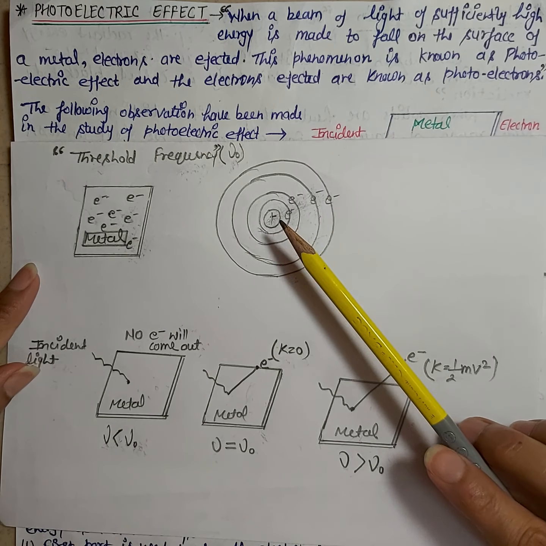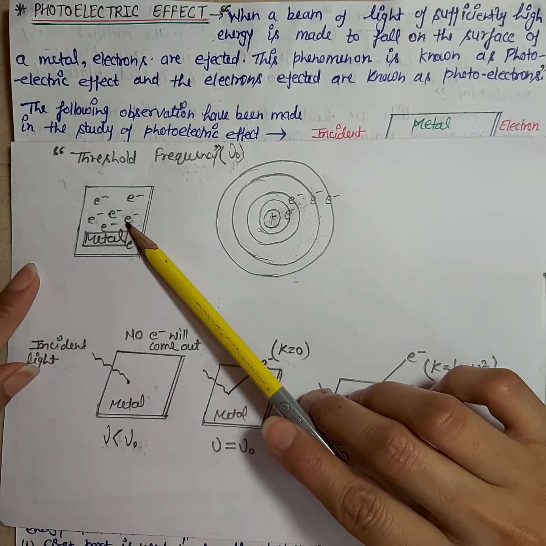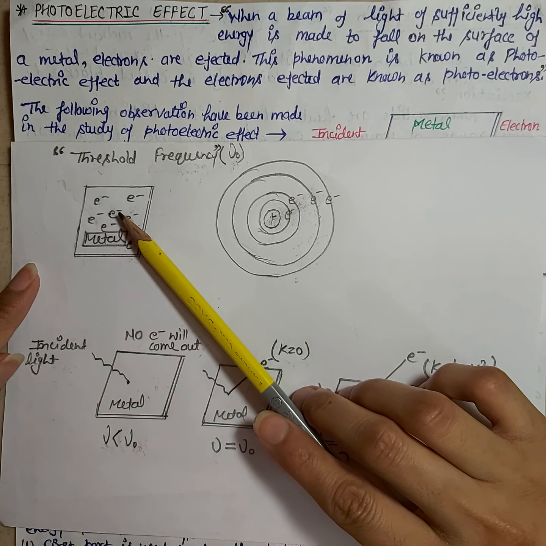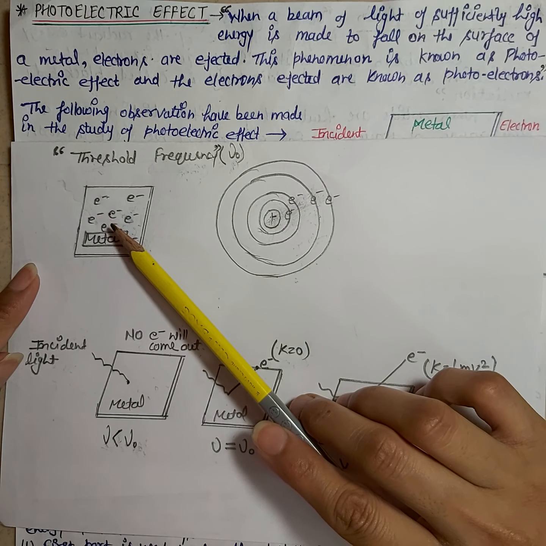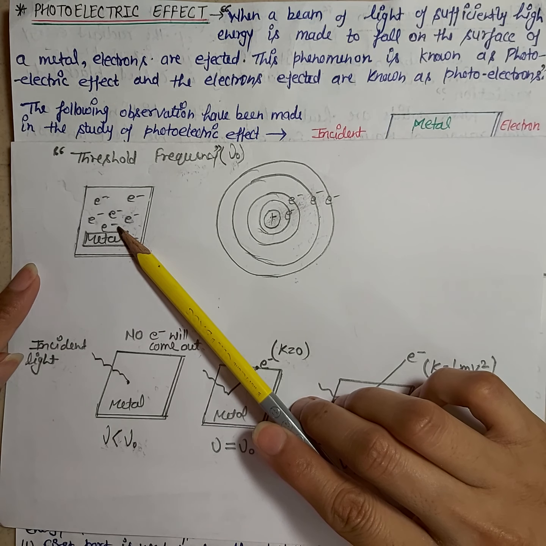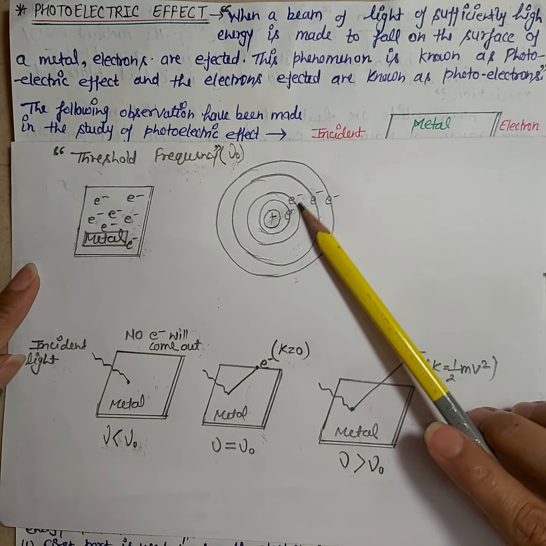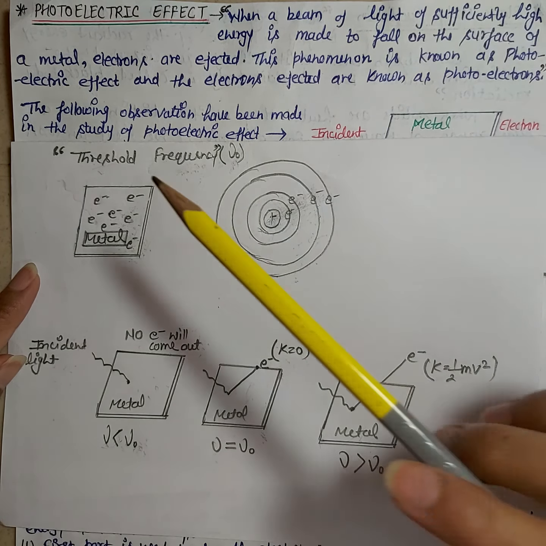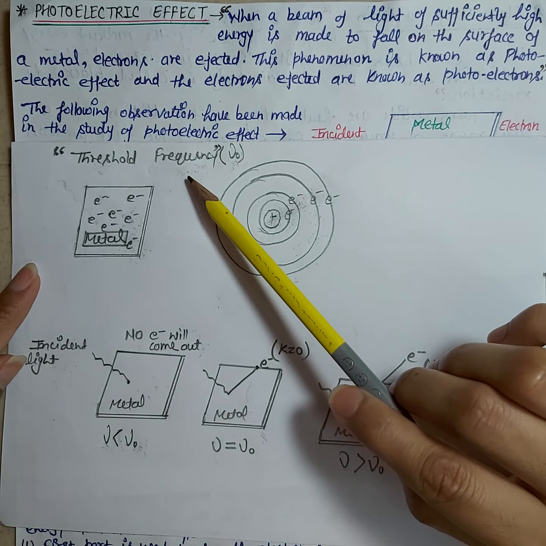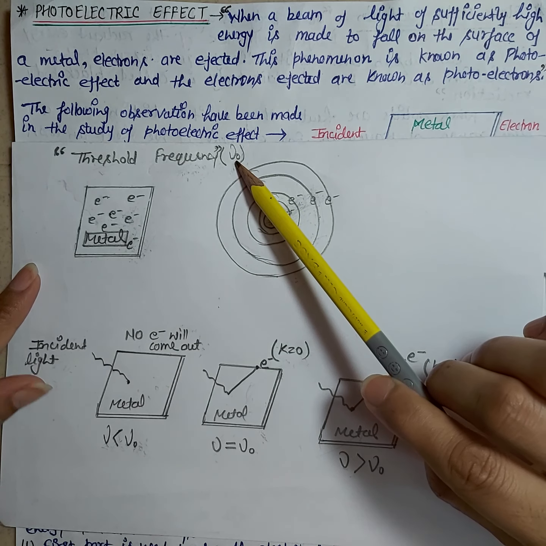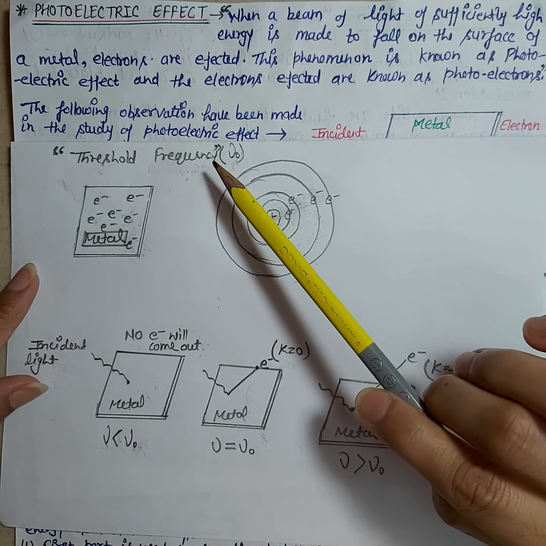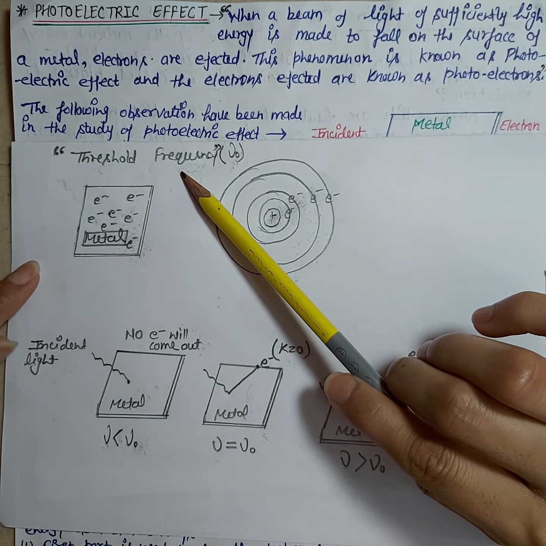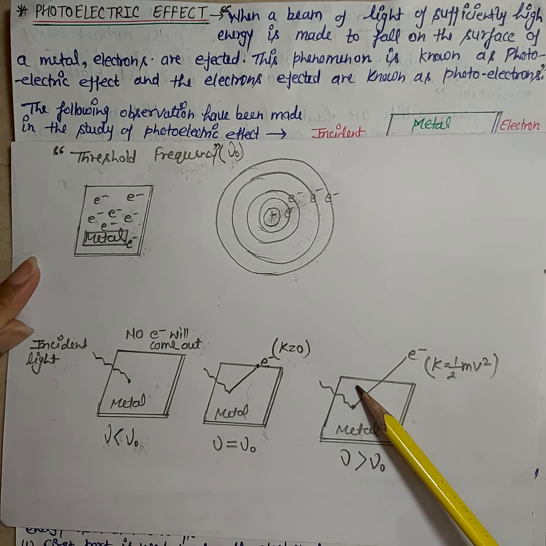So this can be done by incident radiation on the surface of the metal. But remember one thing, if you want to eject the electron, then the radiation which you are going to use should have a minimum frequency, so that the electron can overcome the attraction force, okay. The minimum frequency about which I am talking is known as threshold frequency and is denoted by nu naught. So we can say that threshold frequency is the minimum frequency which is required to eject the electron. Now here I have taken three conditions.